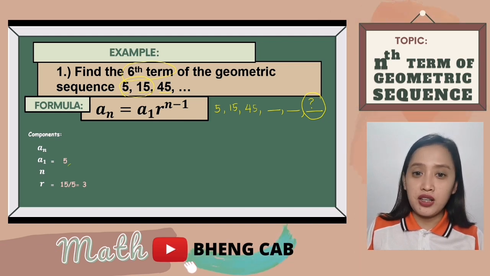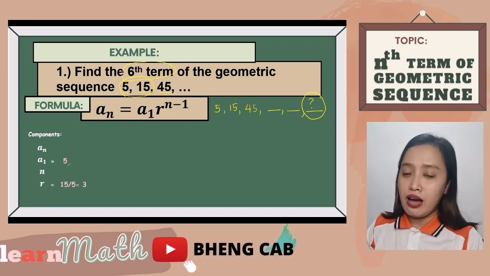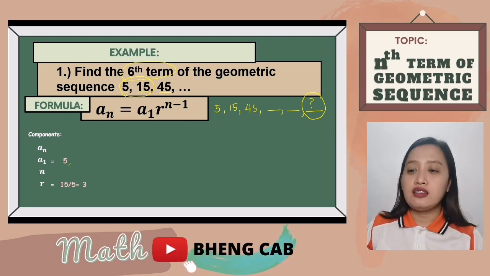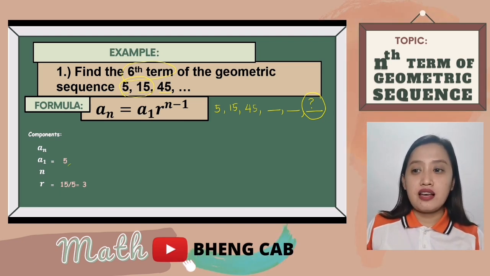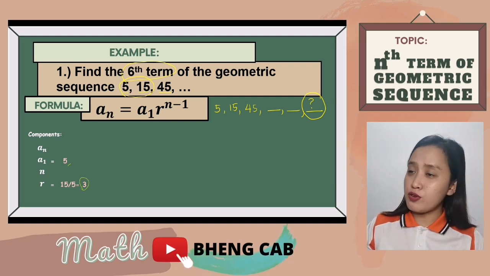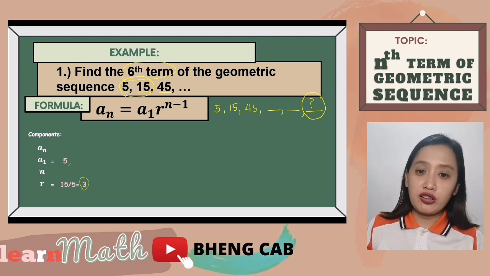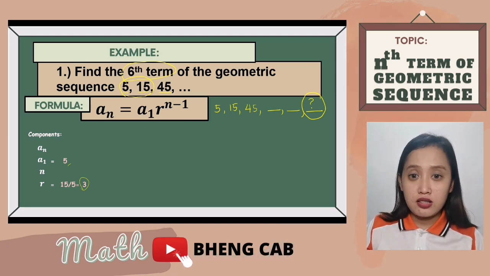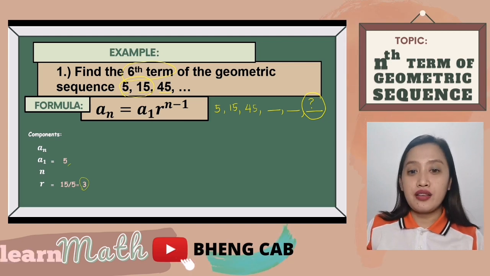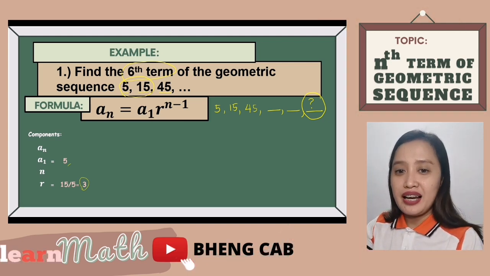So, in this case, yung 15 yung dividend natin, tapos yung 5 yung divisor. 15 divided by 5 is 3. So, ganun lang kasi. If we try to look for the ratio using 15 and 45, we can simply have 45 divided by 15. Still, it gives us 3. Okay. So, ano pa yung sunod na madaling hanapin natin?